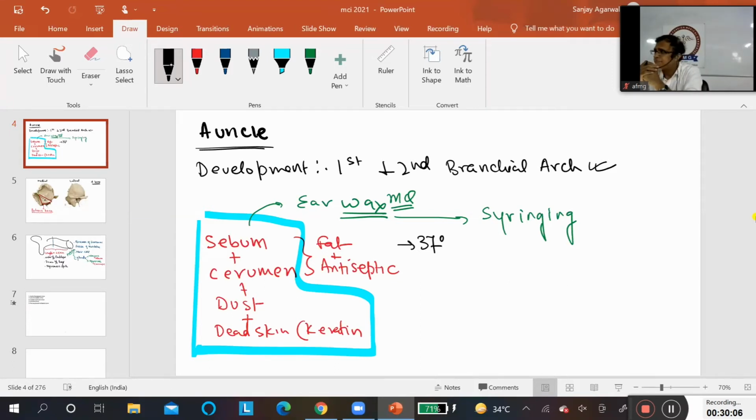Why? If you use more than this temperature or less than this temperature, what will happen? That temperature will stimulate something. Stimulate what? Something called the lateral semicircular canal.